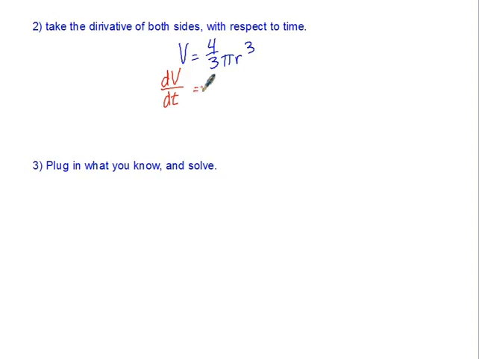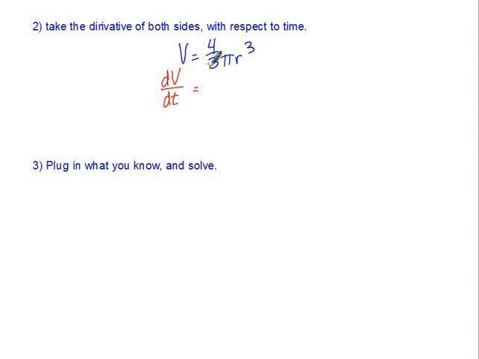Equals to, now on the right side, this is where a lot of students, for some reason, still make a mistake. How many variables do I have there? Just one. R. Pi is not a variable. Right? Pi is a constant. So basically, guys, this is just a simple power rule. R cubed. So just take the derivative.